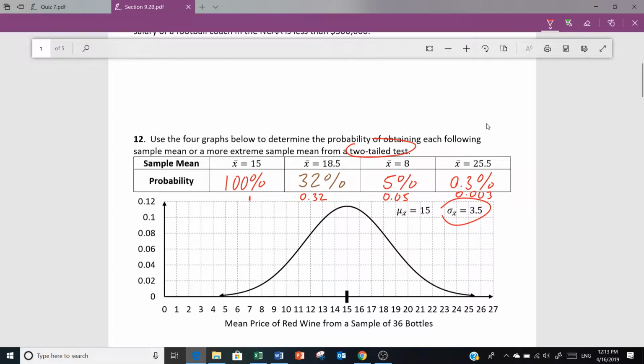The first 2 seem very unlikely. No, first of all, 100% are 15 or more extreme. Let me rephrase this. The probability of getting a value like 18.5 or more extreme is 32%. That's pretty high. But once we start to look at 5% and 0.3%, these values seem to be not as likely to occur because they're on the sides.